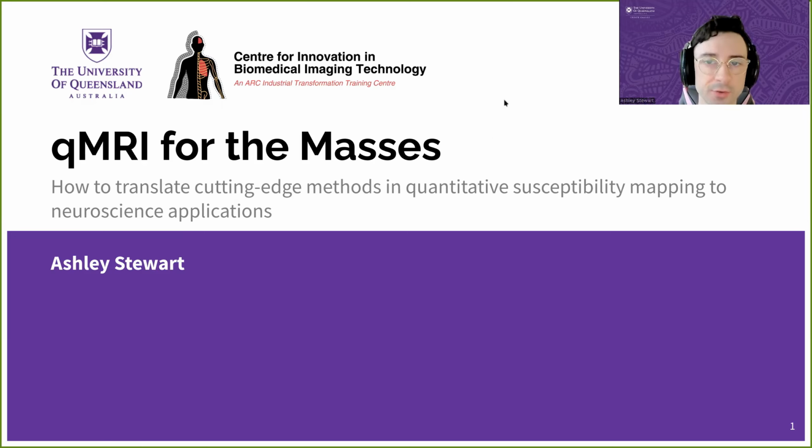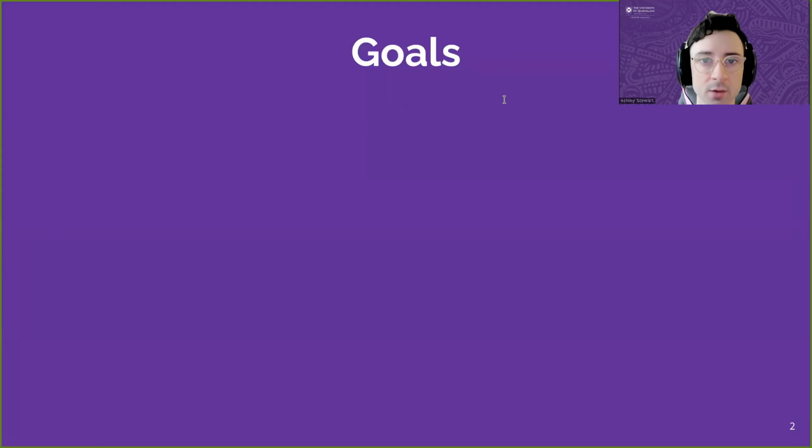This session is called Quantitative MRI for the Masses: How to Translate Cutting-Edge Methods in Quantitative Susceptibility Mapping to Neuroscience Applications. So what does this mean? Well, I thought we'd start by going over the goals of this session.